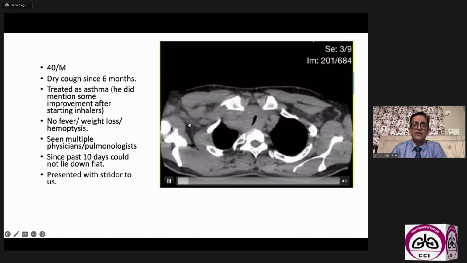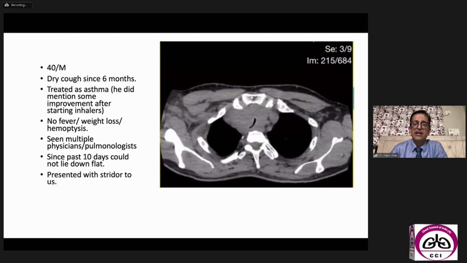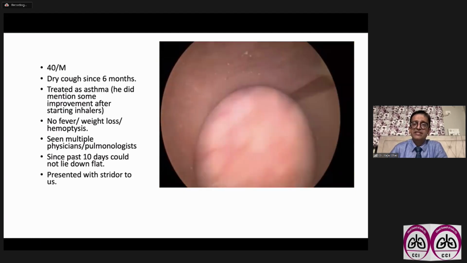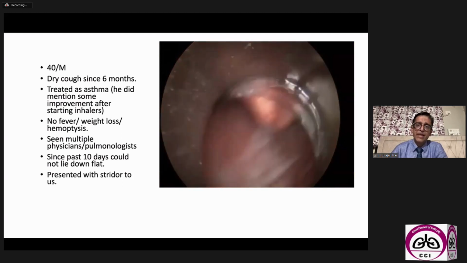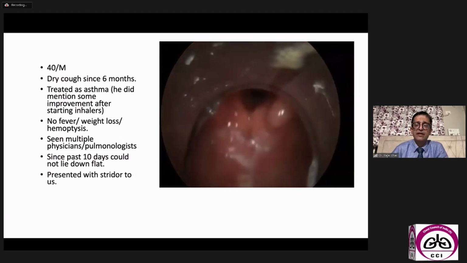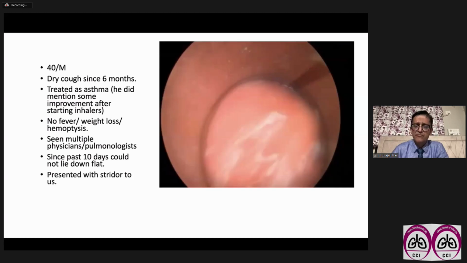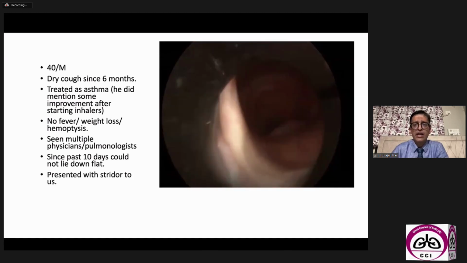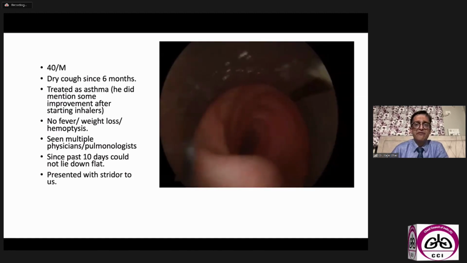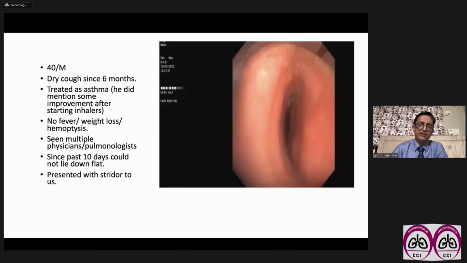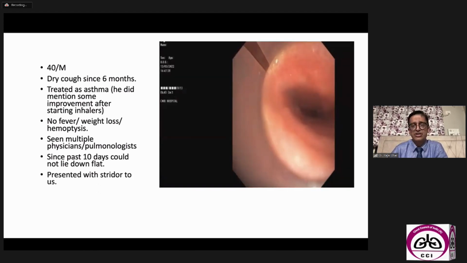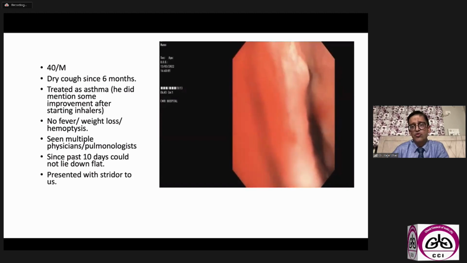I hope the video shows up. That's the CT in front of you. And you can see the large paratracheal mass. You can see the trachea reduced to a chink. And you know why this gentleman has stridor. This is the barrel of a rigid bronchoscope going down. And we'll talk later on as to whether a rigid is compulsory or you can also do it with a flexible. We'll come to that in the panel discussion. But you can see the barrel of the rigid going down.